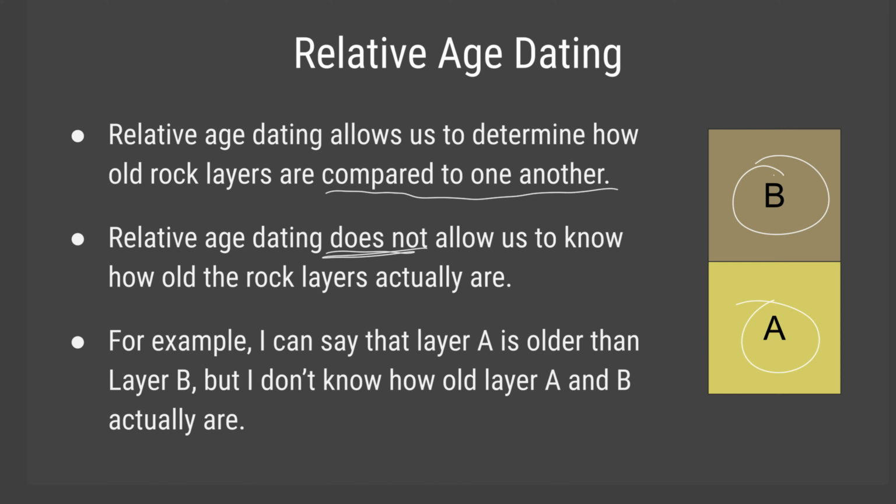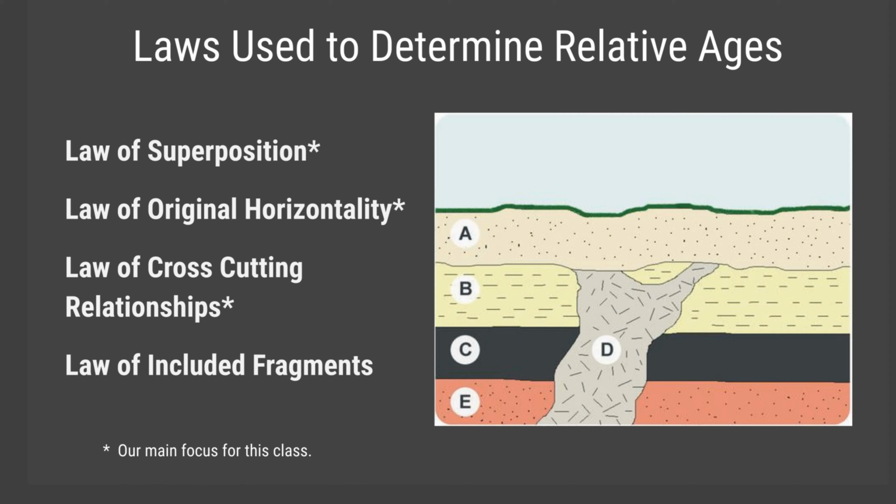Next, we'll look at some of the actual laws that help us determine the relative age of rock layers. So here's a list of the main laws. This is not a comprehensive list, which means there's some other laws that we're not going to discuss in our class. And also any law that has an asterisk next to it is going to be more of a main focus for this class. We're not going to go into depth on every single one of the laws used to determine relative age. But we're going to look at the law of superposition, the law of original horizontality, the law of cross-cutting relationships, and then lesser we'll look at the law of included fragments. That doesn't mean it's not important, it's just not something that we're going to focus on in this class.